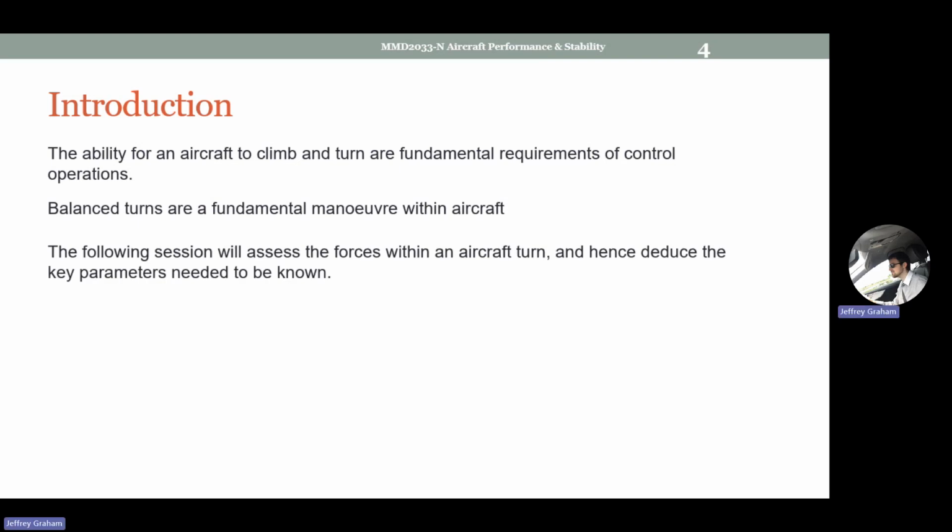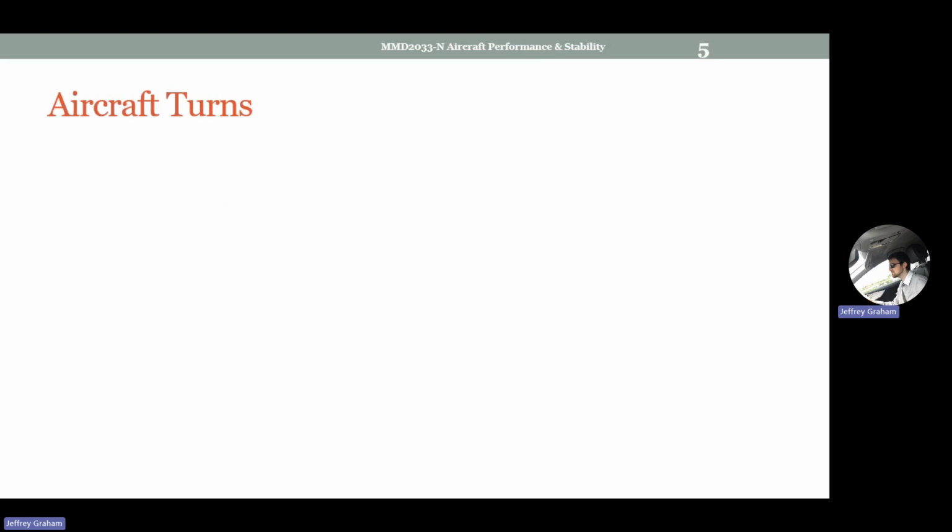So first part, we'll look at balanced horizontal turns. Balanced horizontal turns refers to the aircraft being at a constant altitude. So although we're changing the forces for the heading to produce a new direction for the aircraft, what we're not doing is climbing or descending in this session. Obviously, this will make our calculations a little bit more difficult to consider.